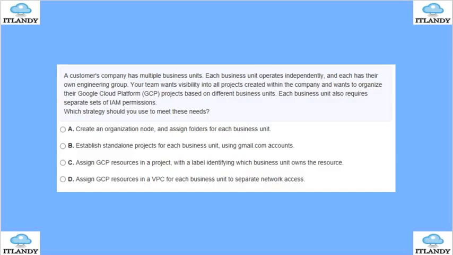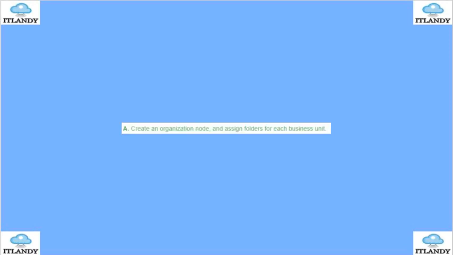A customer company has multiple business units. Each business unit operates independently from the others. Your team wants visibility into the projects and to organize GCP based on the different business units. Each business unit requires separate IAM. What should you do to achieve that? Create an org node and assign a folder for each business unit. Sounds right. Establish standalone projects, or assign GCP resources to a project with a label identifying the owner. So the answer is A. Create an org node and then folders, and assign them to the business units.